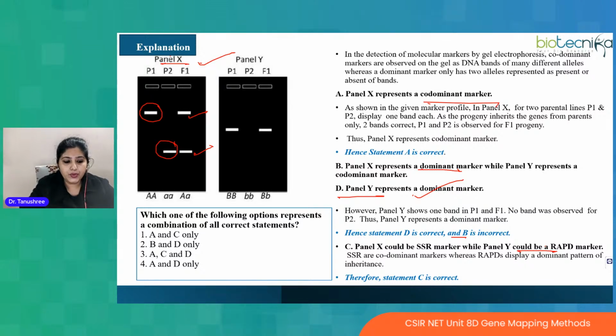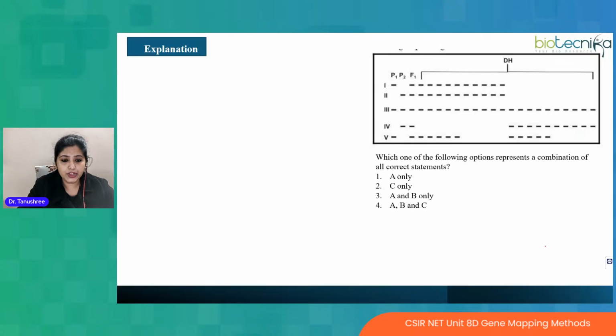Since we have to choose the correct statements, the combination of all correct statements, the answer here is A, C, and D. So this is all about the part C questions from subunit D, that is gene mapping methods, of unit 8, that is inheritance biology.